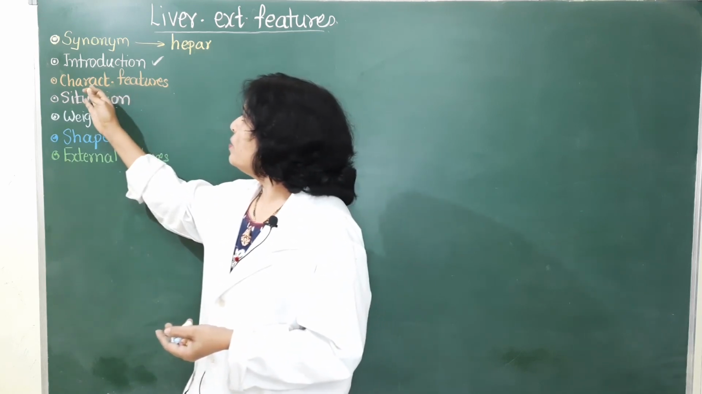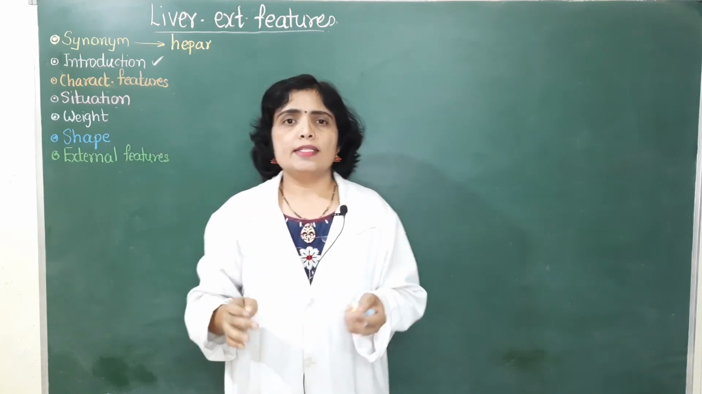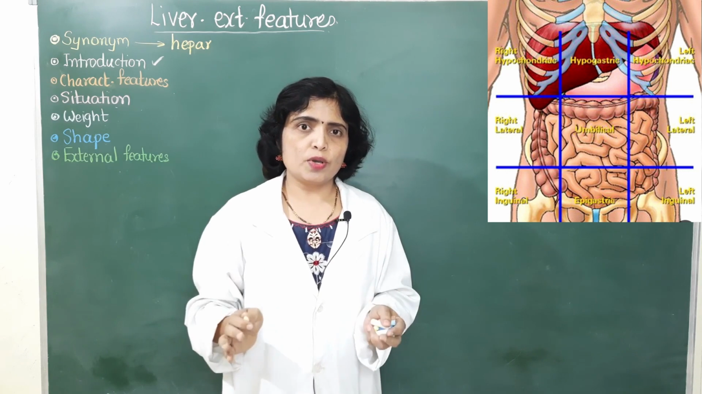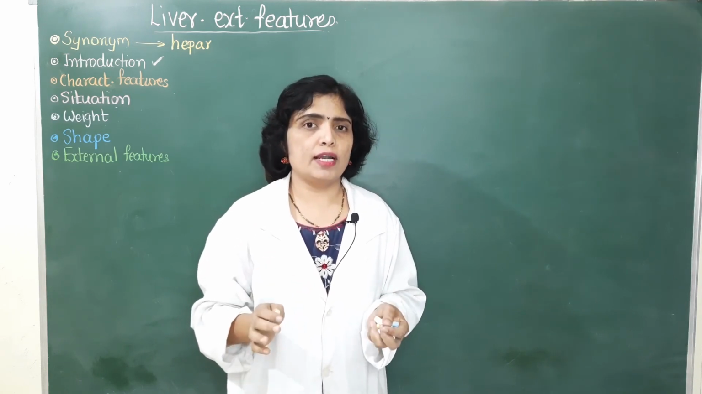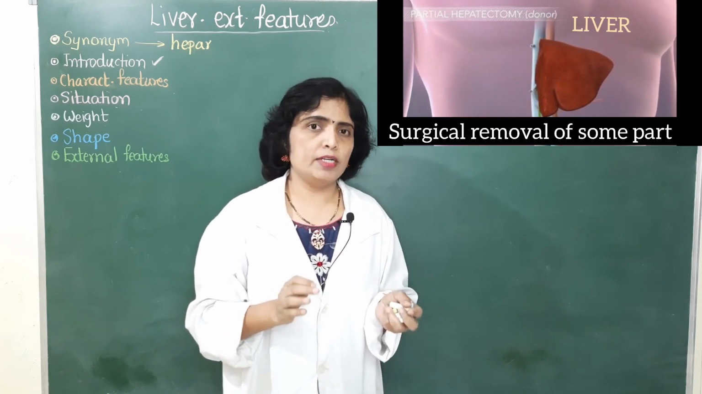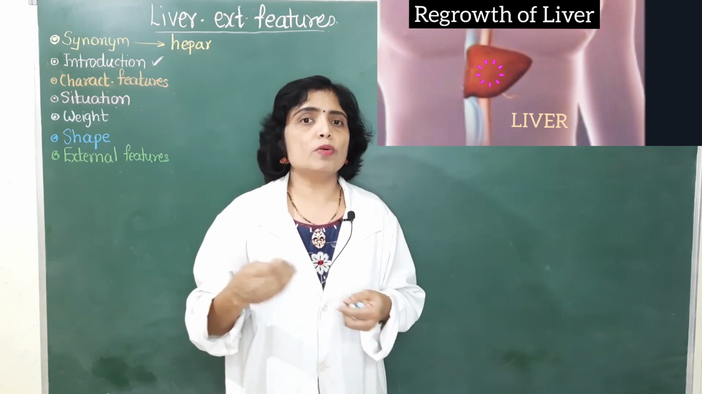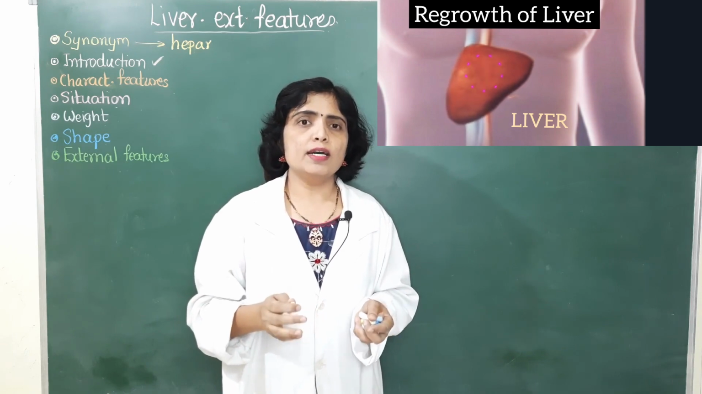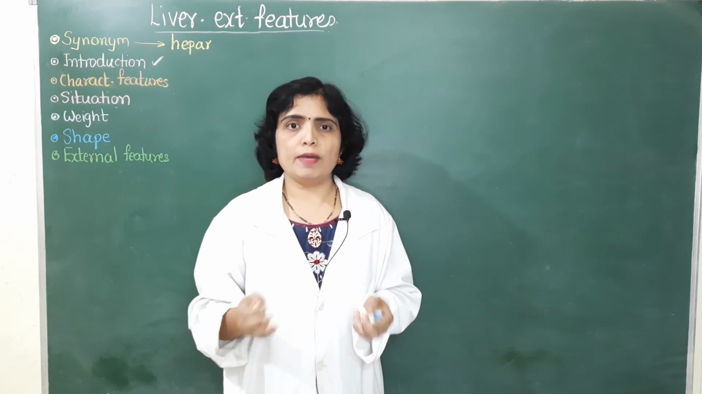Now coming to the characteristic features of the liver. It is a highly vascular organ. It is reddish brown in color. It is solid, soft in consistency, friable and essential for life. Surgical removal of two-thirds of the liver is compatible with life. If some part of the liver is removed, it can regrow to its original size within 6 to 12 months because of the rapid mitotic divisions of the cells of the liver called hepatocytes.